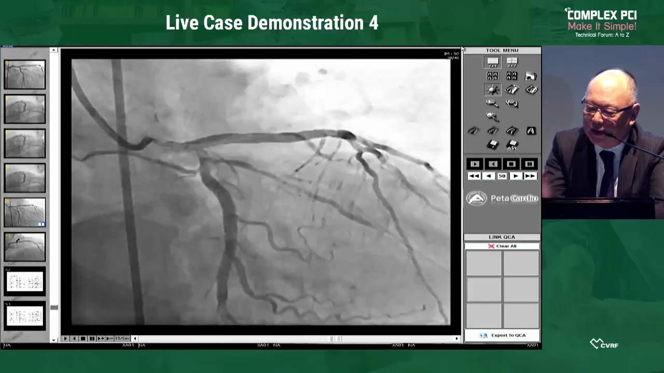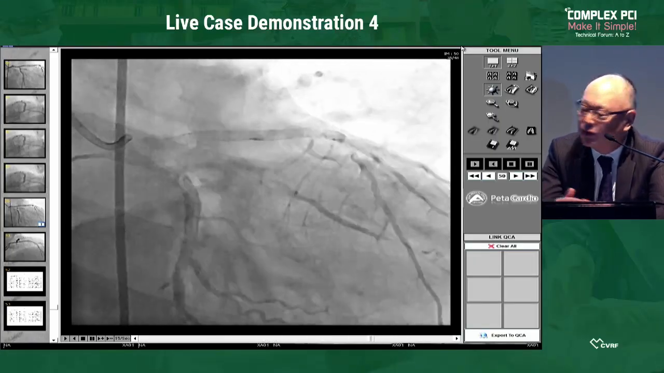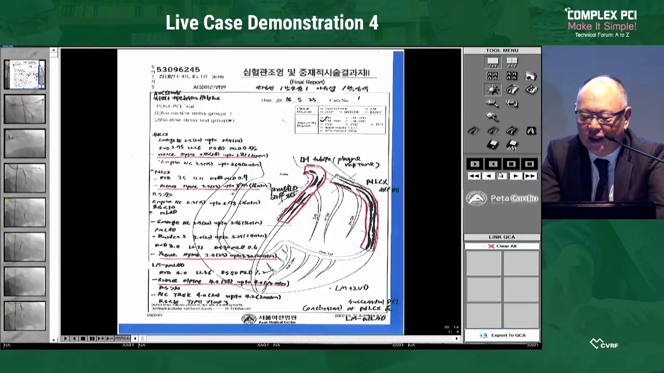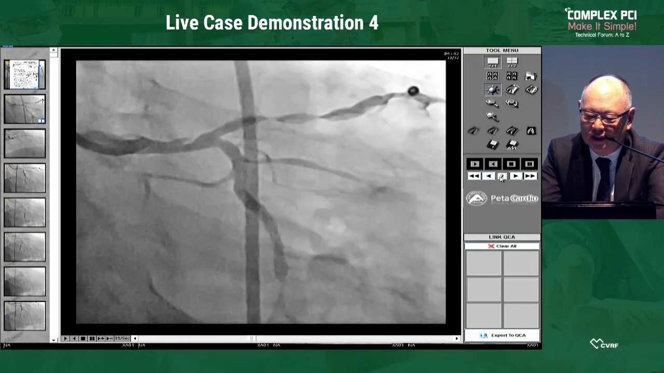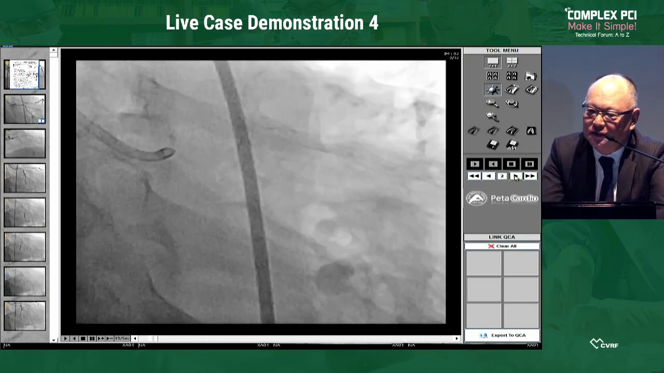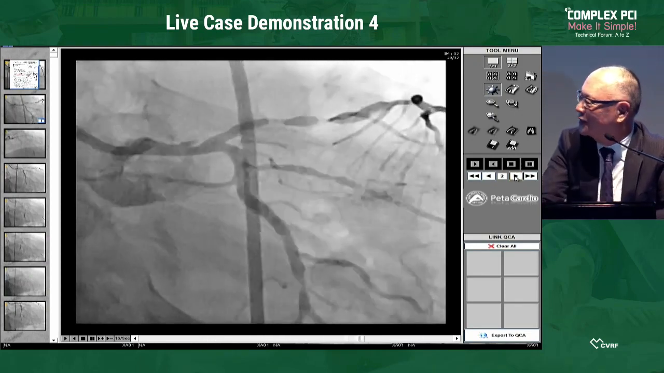I usually do the kissing balloon, especially in the left main bifurcation region. In this case, you said the plaque or carina shift here. But I don't know if the kissing balloon gives a good long term result.